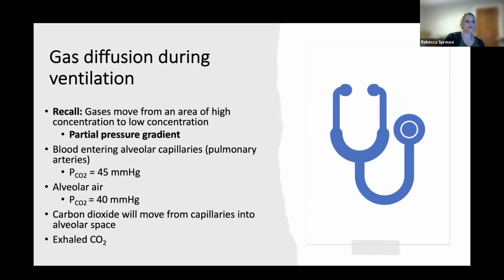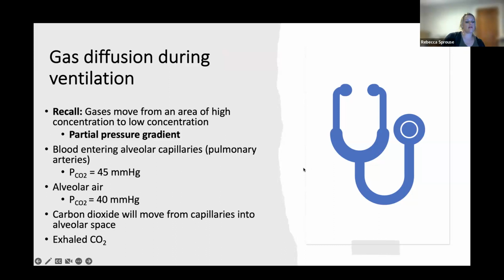So recall that gases move from an area of high to low concentration. That's their gradient. So, interesting concepts here. Think about blood entering the alveolar capillaries, which are the capillaries that encompass the alveoli. That blood is coming from the pulmonary arteries, right? Because our blood going to the lungs comes from the right side of the heart, deoxygenated blood, right?